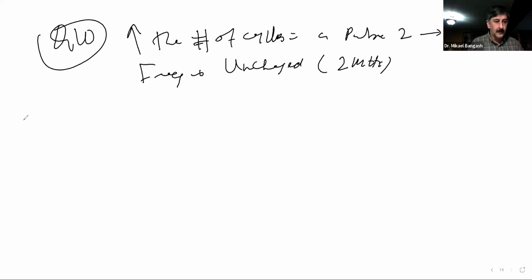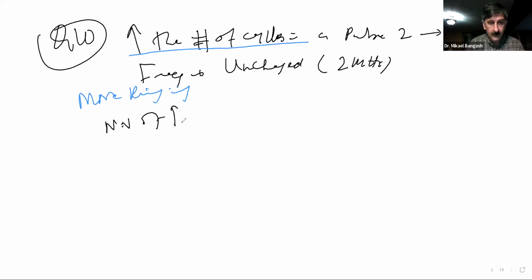So this increasing of the number of cycles is actually what we can call more ringing. And what they mean is, is that going to have any effect on our numerical value of axial resolution?